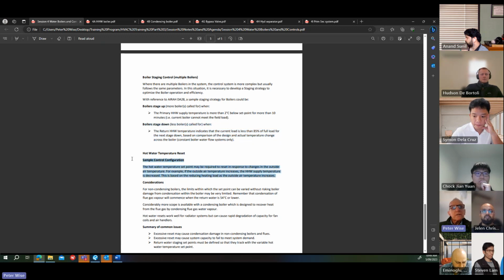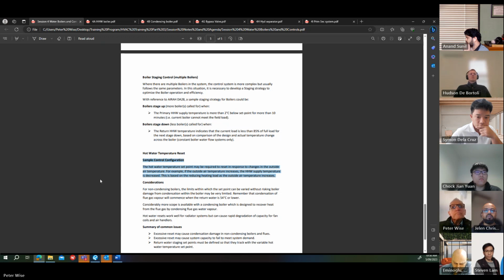Hot water temperature reset is another factor. It may be required or put in the system to reset the hot water supply temperature due to changes in the outside air temperature. So if the outside air temperature is going up, there's still a heating load in the building, but it's reducing because of the outside air temperature. You might want to reset the supply temperature.